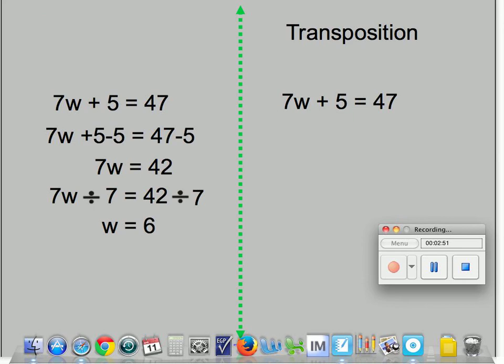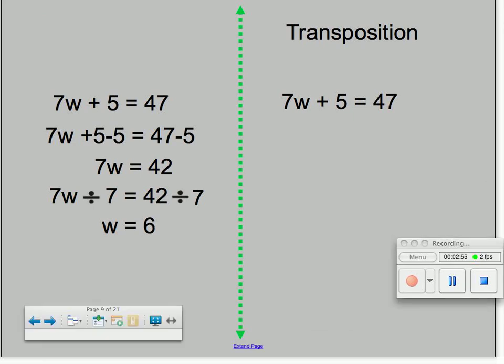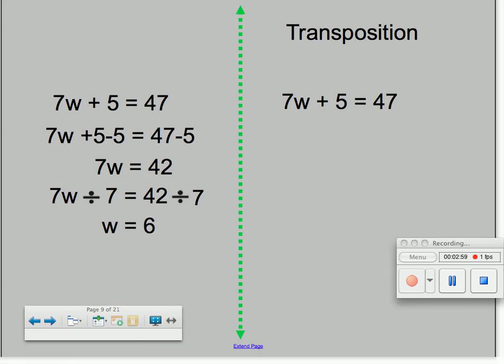Okay, so as of yesterday, this is how your questions needed to look. So this is what we would have looked like, right? So we're trying to get rid of the 5, so I'm taking that 5 away. Whatever I do to the one side, I also have to do to the other. I'm left with 7w equals 42. Now I'm getting rid of the 7, so I'm dividing it here, I'm dividing it here, and I'm left with the answer. That's a lot of writing, right? I'm going to show you how to do it shorter.